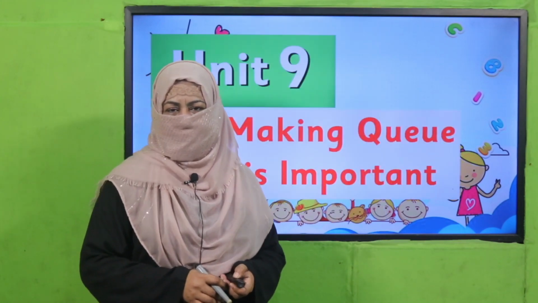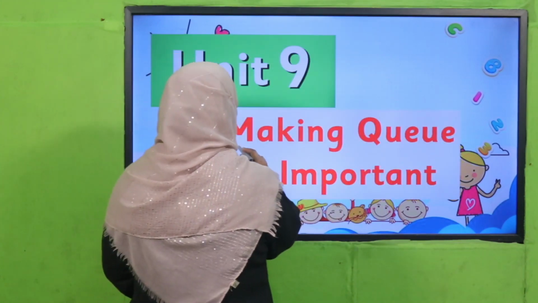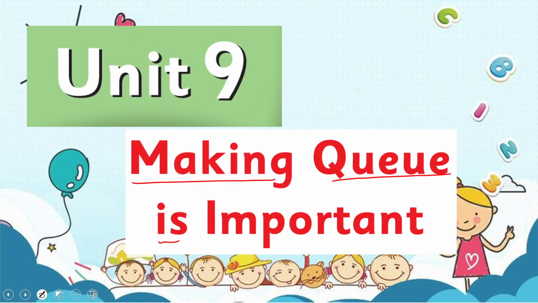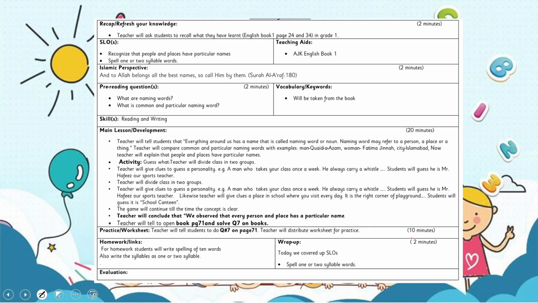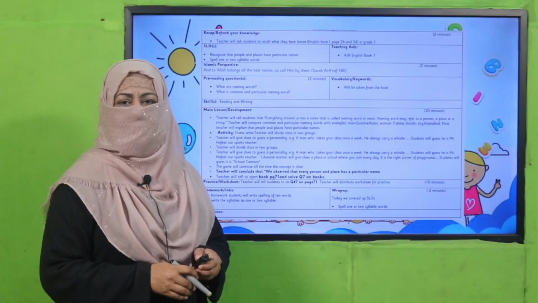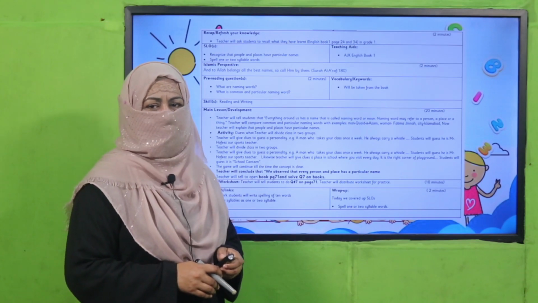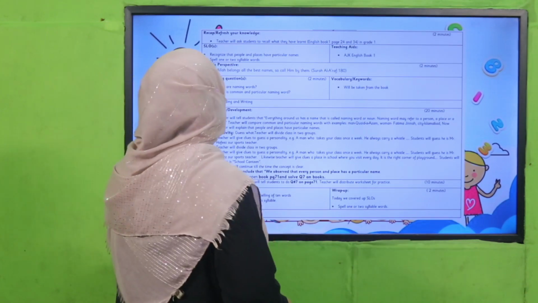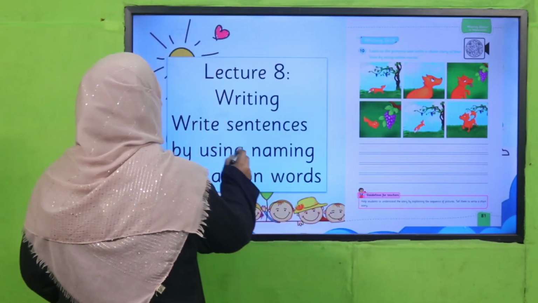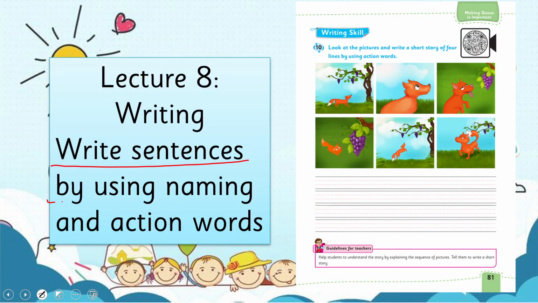We are learning Unit 9. Its title is Making Sentences is Important. My dear fellow teachers, this lesson plan, PowerPoint presentation, and worksheet links are given. You may click it, download it, follow it as it is, or modify it for your convenience. So we are going to learn to write sentences by using naming and action words.